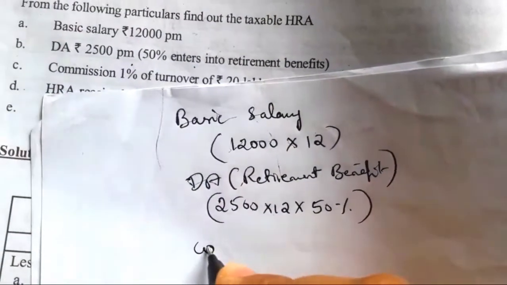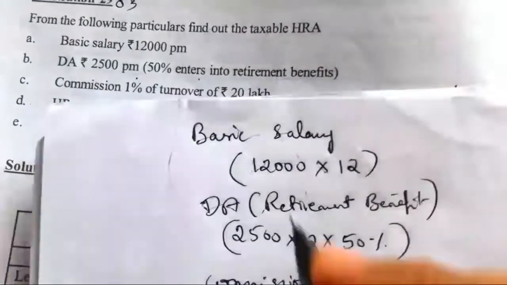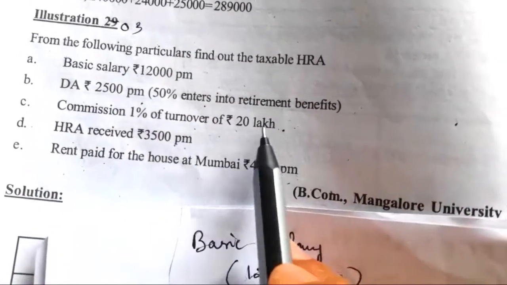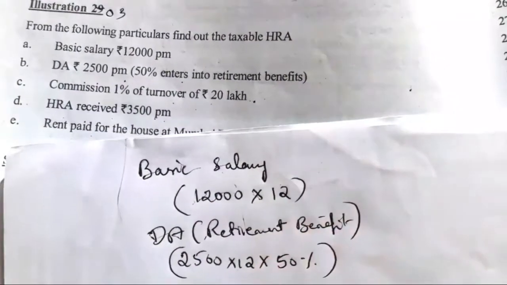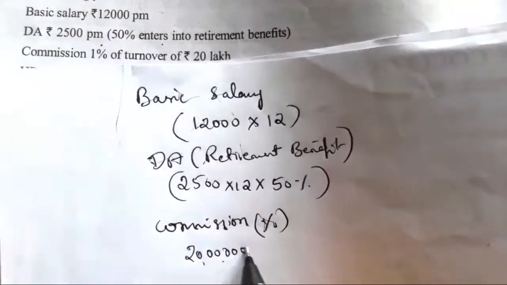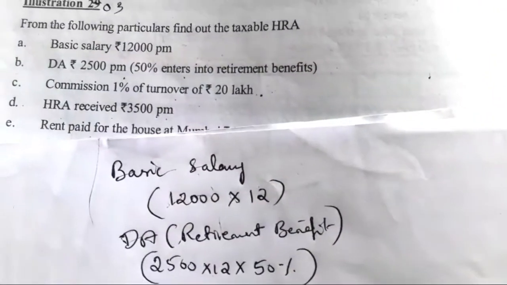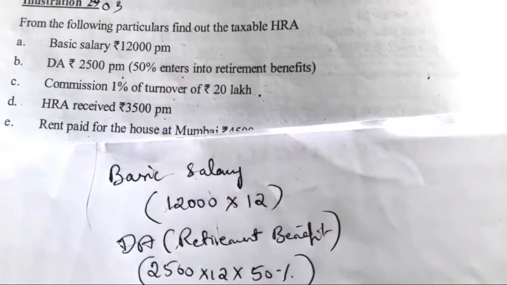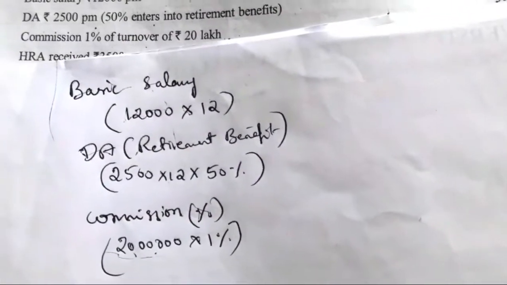Then they have given commission, which is also in the form of percentage. Here they have given commission 1% of turnover of rupees 20 lakh. It is assumed that this is the 20 lakh turnover achieved during the year, annual turnover. So the value is 20 lakh into 1% as commission. Don't multiply again by 12, because the 20 lakh turnover given is assumed to be for the entire 12 months, an annual sale. So this is the commission.